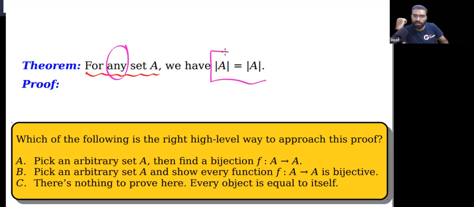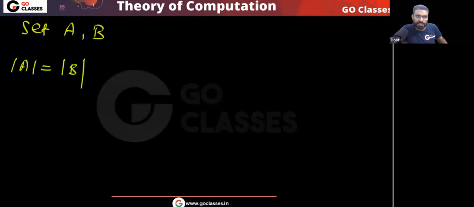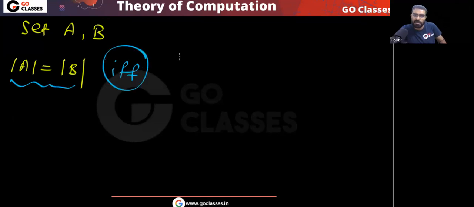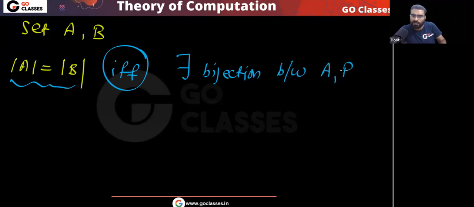If you want to prove it, you can create a bijection. Remember this definition. If you have sets A, comma B, when can I say they have the same cardinality? If and only if there exists a bijection between A, comma B. Yes or no?